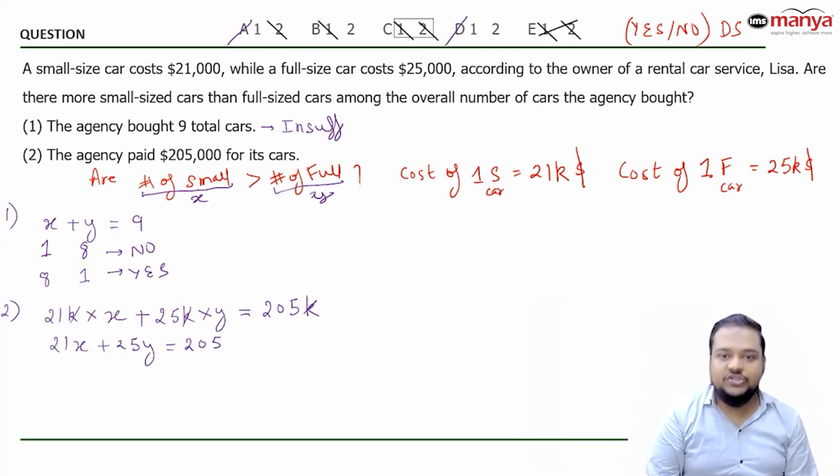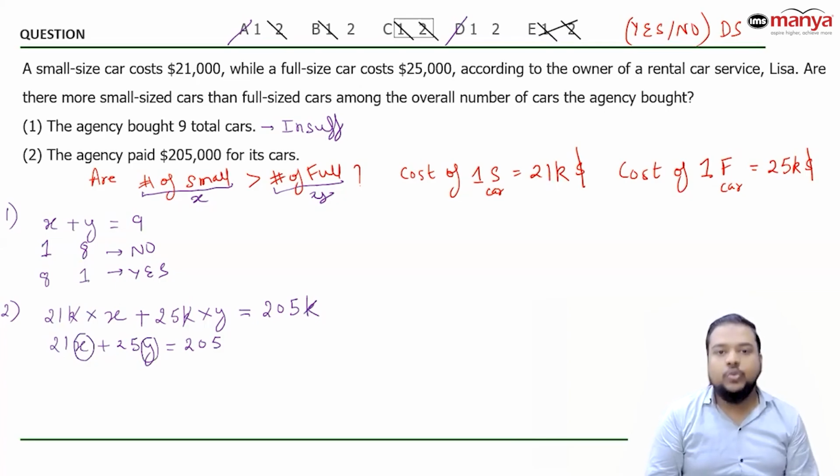Always look at the constraints on the variables that you have. Observe, X and Y are what? They are numbers of cars. Have you ever bought 1.32 cars? Have you ever bought minus 900 cars? No, right? Exactly. So what I can conclude here is that the agency is buying some small size cars and some full size cars, and there might be a possibility that they are buying only one of them, maybe only small size cars, maybe only full size cars. They have not mentioned anywhere that they are buying at least one of each.